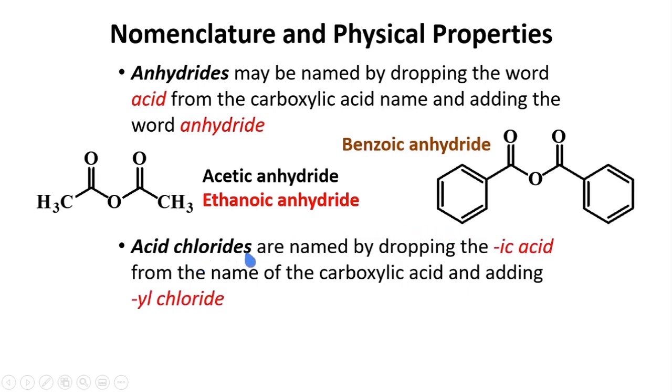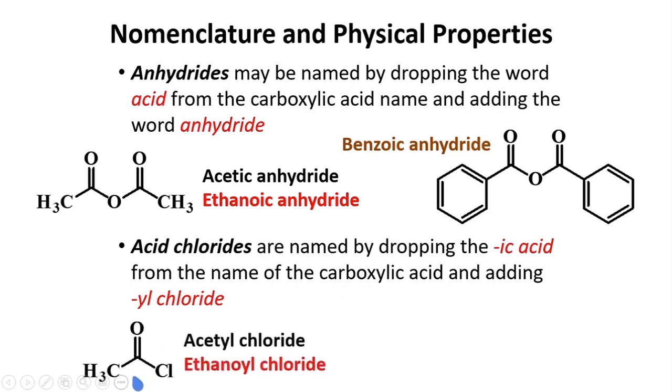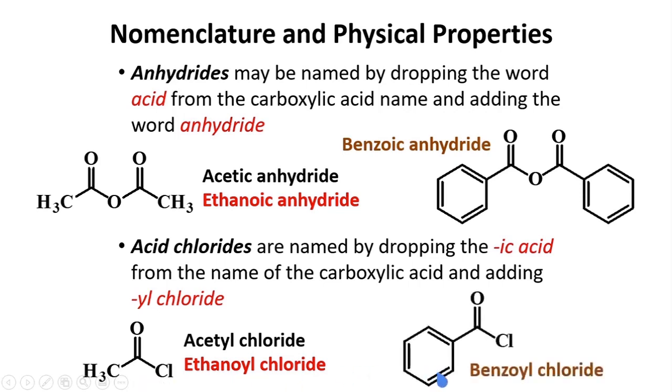Acid chlorides are named by dropping the -ic acid from the name of the carboxylic acid and adding -yl chloride. For our instance here, this is called acetyl chloride, or ethanoyl chloride under the IUPAC rules. This one is called benzoyl chloride.